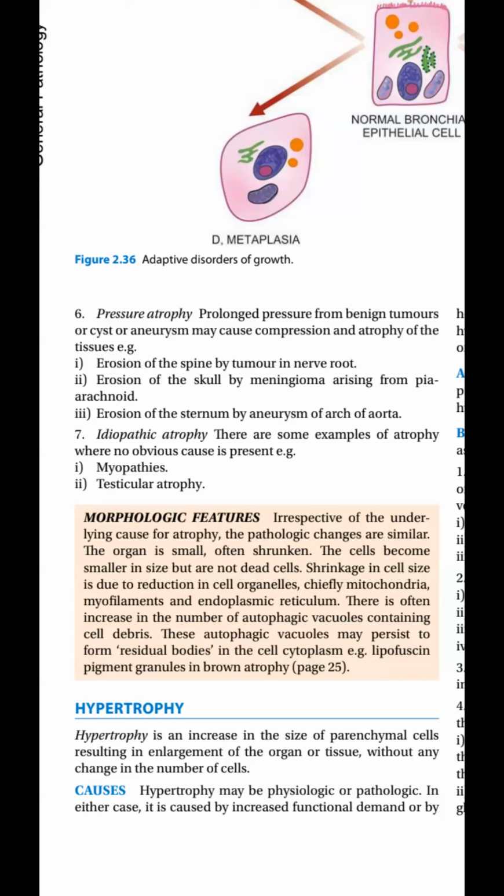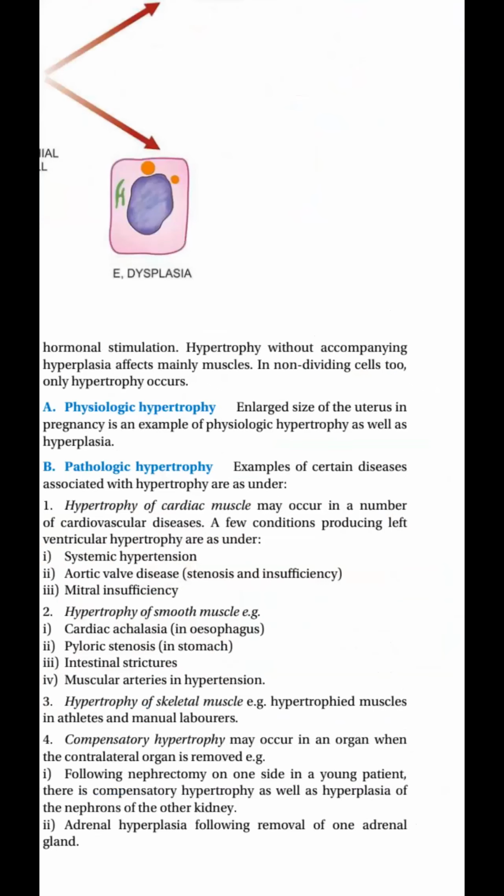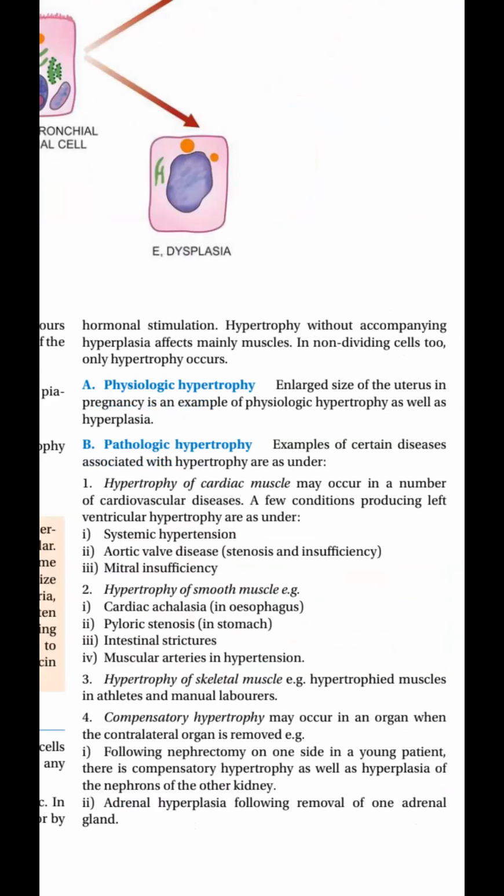The causes are again physiological and pathological. Physiological is the enlarged size of the uterus in pregnancy; it is an example of physiological hypertrophy. Pathological is hypertrophy of cardiac muscle when there is atherosclerosis or any blockage. The heart muscle has to pump more to circulate the blood, so that leads to hypertrophy of cardiac muscle. Such reasons include any stenosis, hypertension, or increased BP.